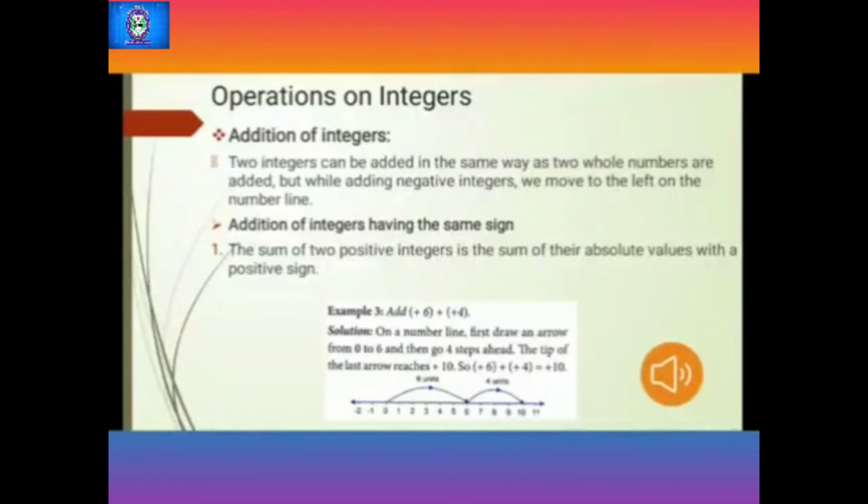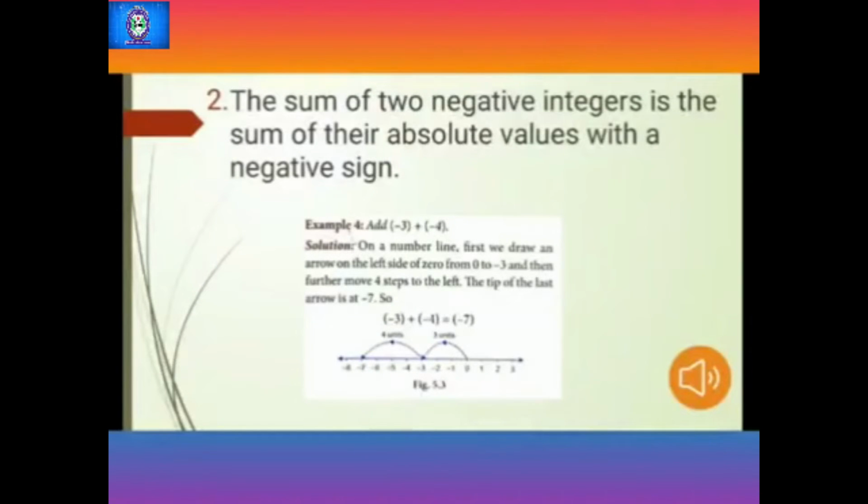Now let's discuss addition of integers having the same sign. The sum of two positive integers is the sum of their absolute values with a positive sign. As you can see in the example, we added plus 6 and plus 4. So now, on a number line, first draw an arrow from 0 to 6 and then go 4 steps ahead. The tip of the last arrow reaches plus 10. So, the answer will be plus 10. Now let's see the next slide.